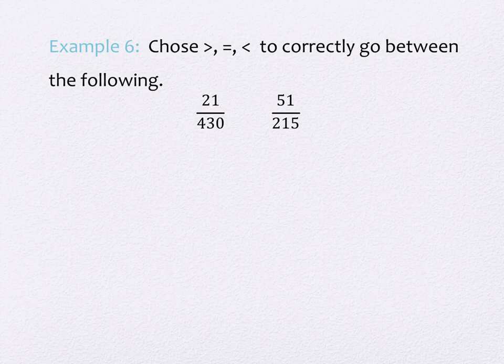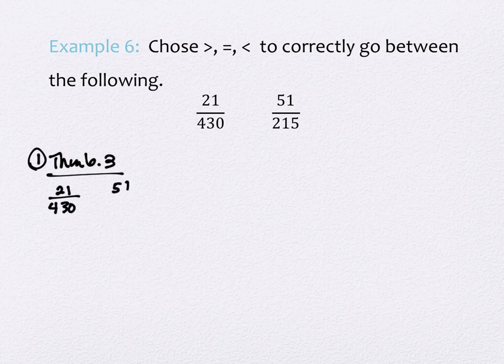Let's try this with Theorem 6.3 first. So if I do Theorem 6.3, I actually contend that this is the hardest way to do this particular problem because the numbers are kind of big. And so the multiplication ends up being kind of ugly. So in order for me to check which symbol needs to go in between, I need to do 21 times 215. And yes, your calculator will do that just fine for you. And then I need to do 51 times 430.